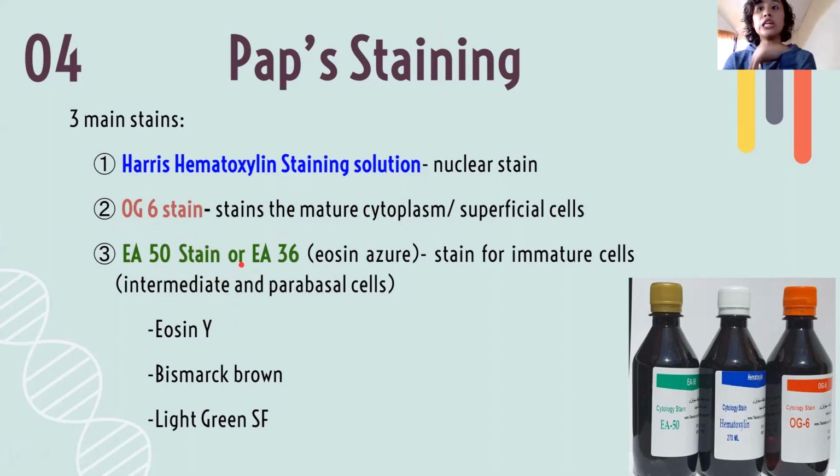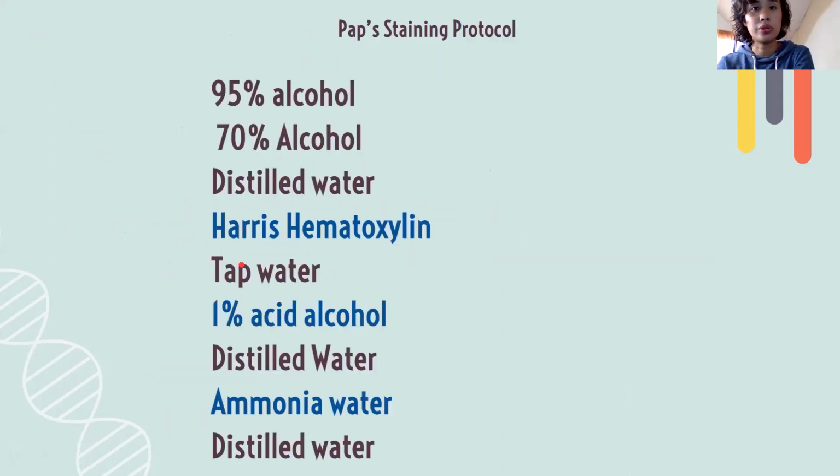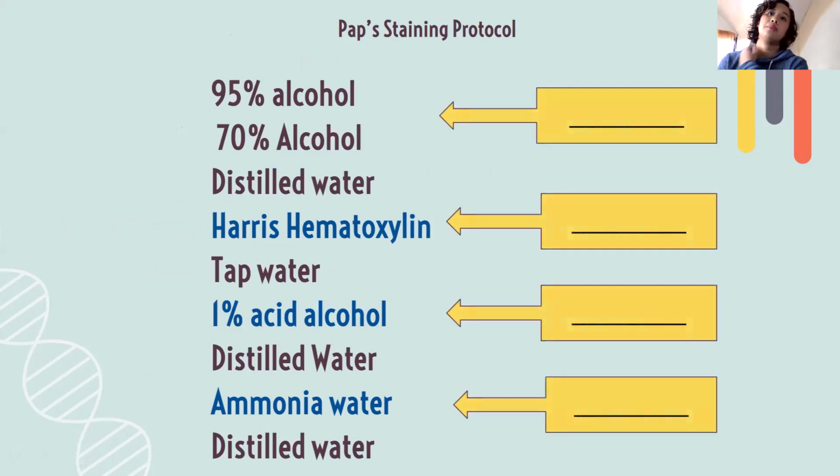Itong cytoplasm niya, greenish. Parang kumbaga turquoise. So, Pap staining protocol. First step, una i-dip muna sa 95% alcohol, tapos 70% alcohol. So, ano yan? Ascending or descending? Diba? Descending grade of alcohol. So, guys, kayo, dapat alam niyo na, descending grade of alcohol, is it for dehydration or for hydration?